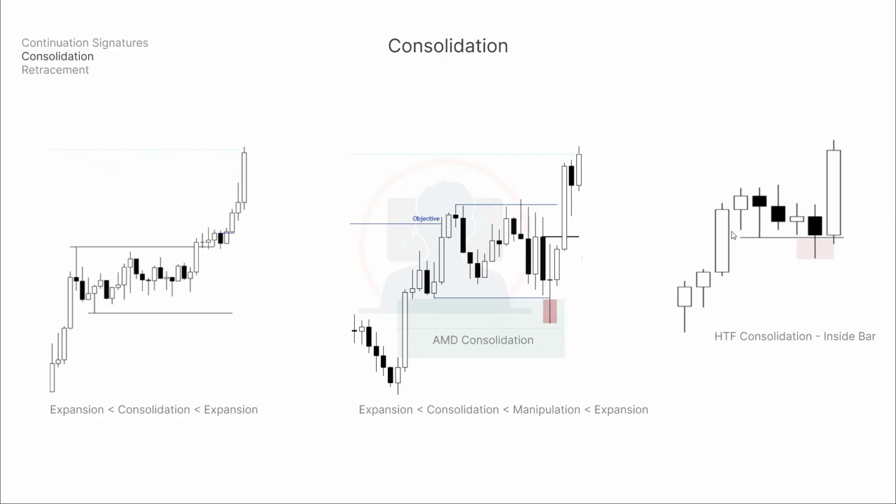Now let's take a look at how the consolidation looks on the higher time frame. Here we have price traded into this key level, in this scenario the fair value gap, but failed to expand away from it. We instead form an inside bar candle followed by a manipulation, then accompanied by an expansion candle. So we have accumulation, manipulation, then expansion.